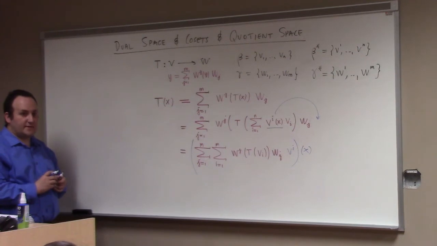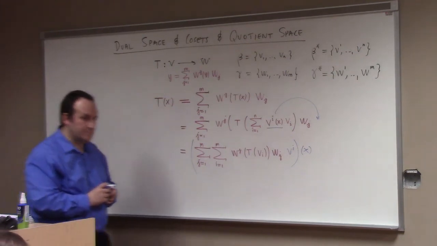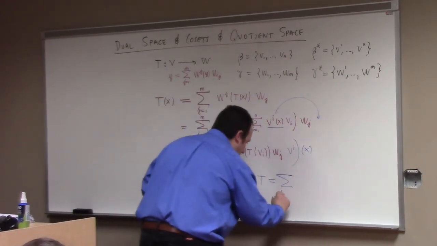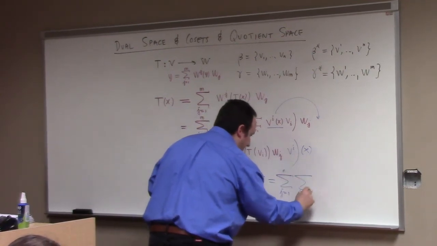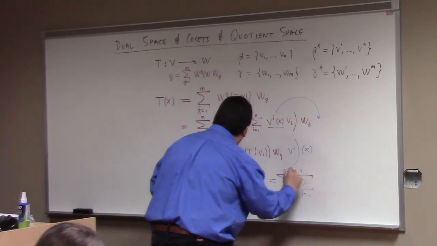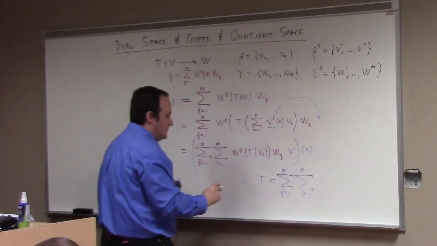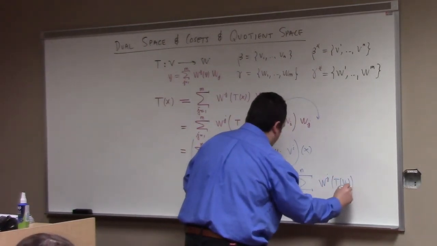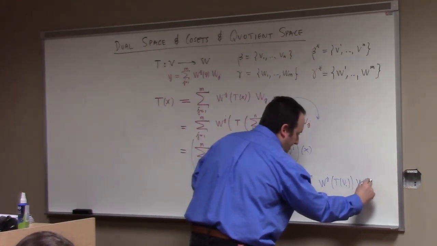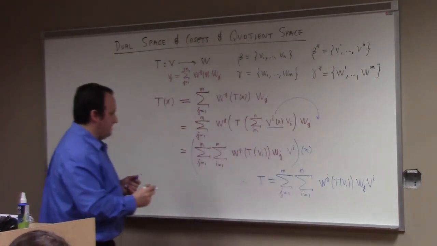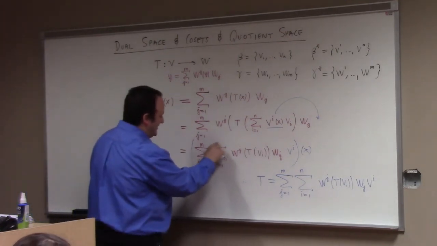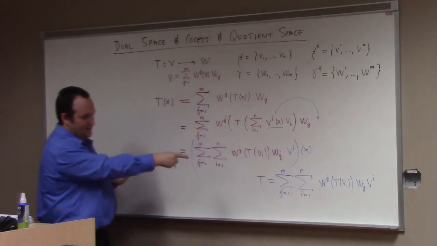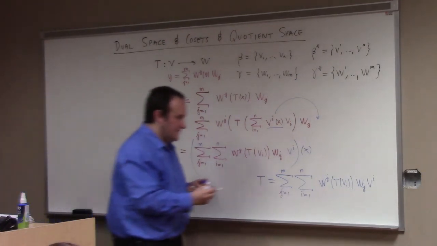But this identity holds for each x in the vector space, and so we've derived the following result. We can write T as the sum j equals 1 to m, sum i equals 1 to n, of w^j of T(v_i) times w_j, v^i. Oh, no. Yeah, the i goes from 1 to n. Sorry about that. Thank you. M as in mommy, N as in nanu nanu. So there you go. Now, let's do some name calling.